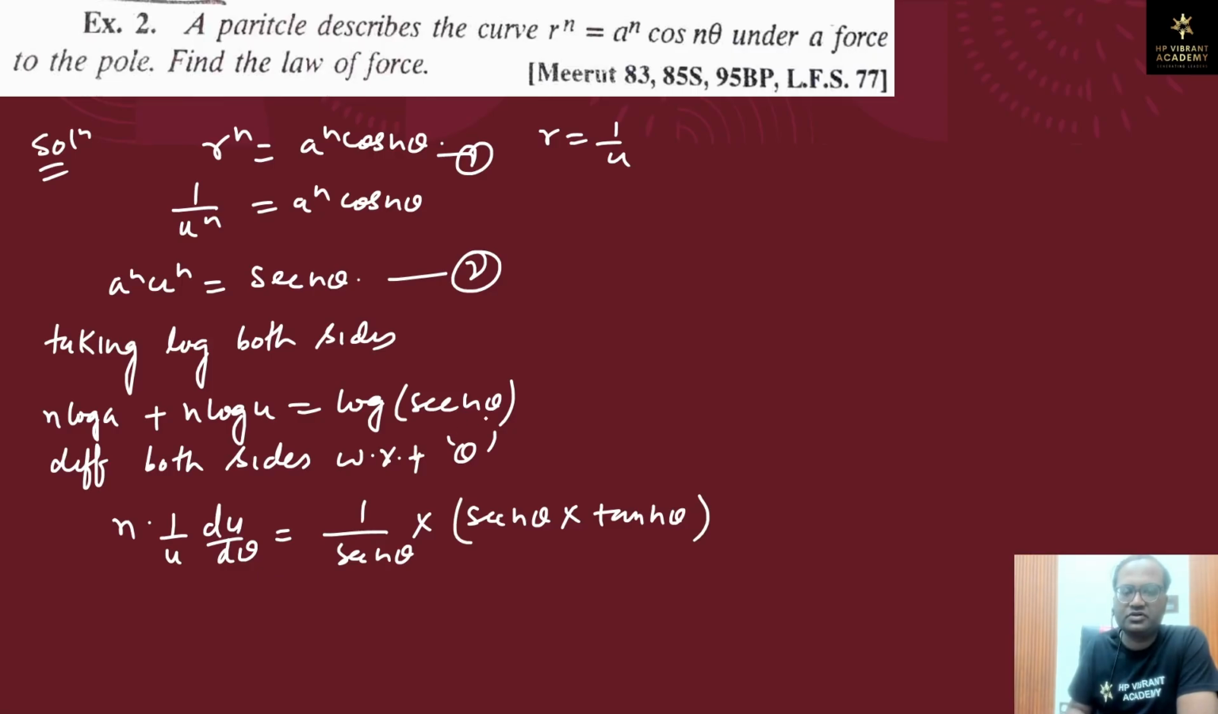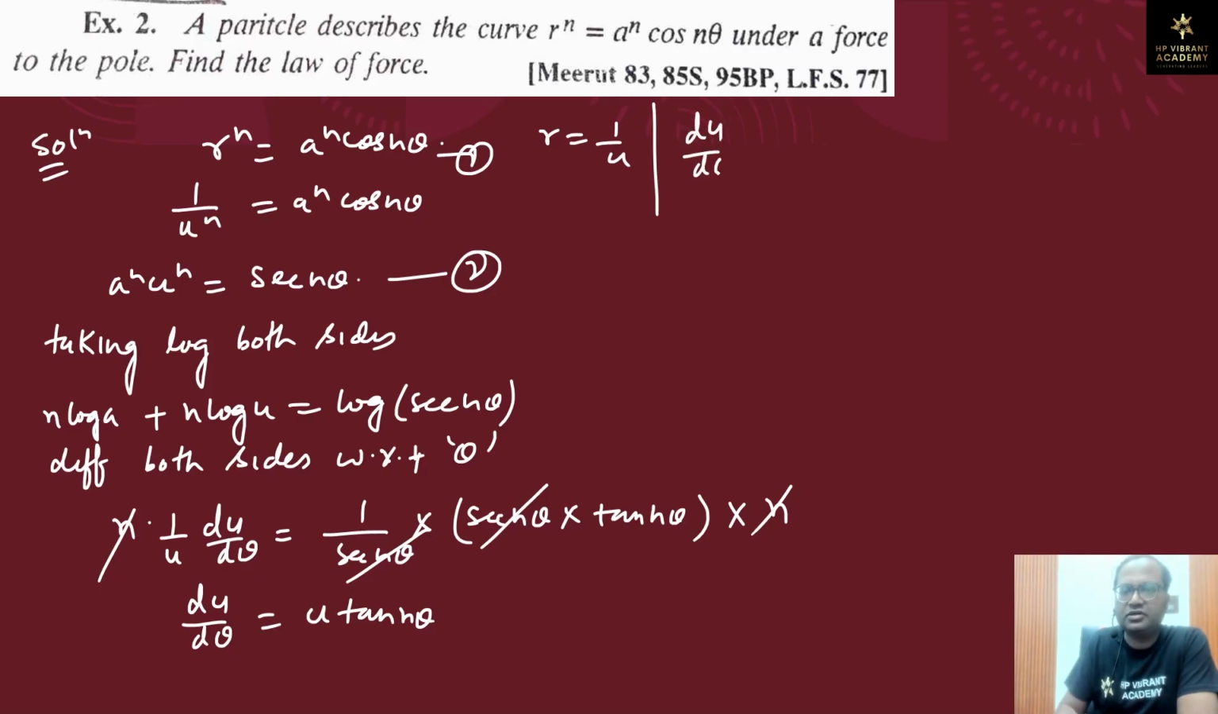Okay, so differentiation of sec of n theta is sec x tan x. So we have sec n theta tan n theta into n. N gets cancelled and sec n theta gets cancelled. So du upon d theta is equal to u of tan n theta. Okay, so we have du upon d theta is equal to u tan of n theta.